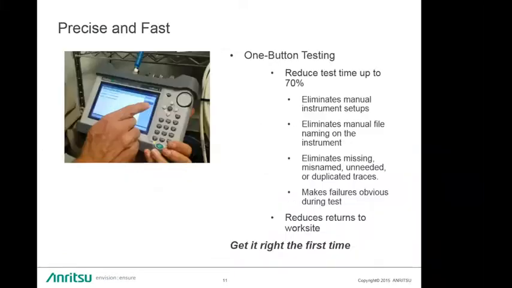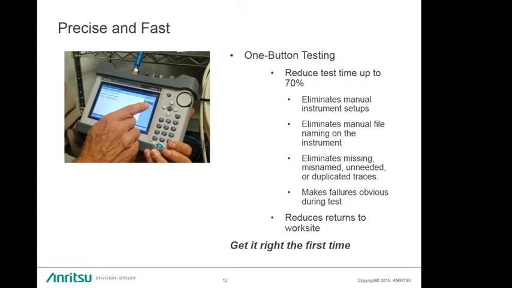Let's take a look at each one of these, okay? The one-button testing. We have some scripts, an automatic script generator here. And because you can run the script, you no longer have to recall instrument setups. You no longer have to name the file on the instrument. You no longer have to save it on the instrument. And you don't get into this, oh my gosh, I got a phone call. Where was I again? Which test was I doing? I'll start where I think I was and start saving again. So you don't get these missing, misnamed, unneeded, or duplicated traces.